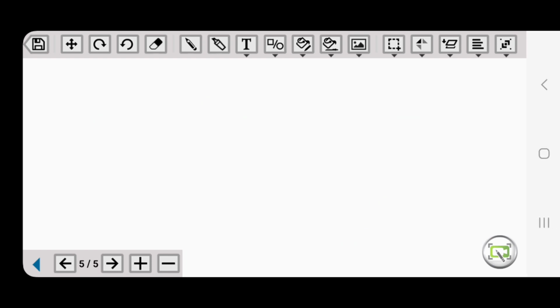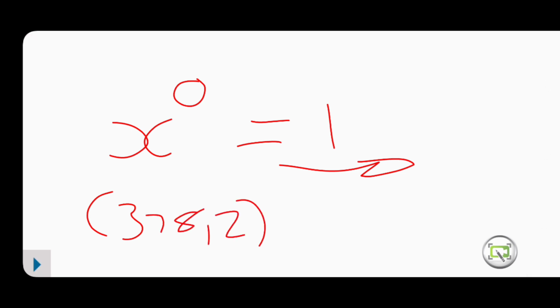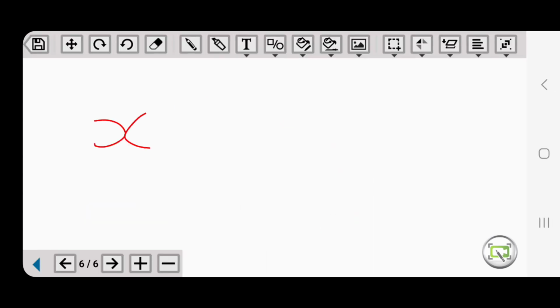And the last law I'm going to look at now is anything to the power of 0. When your exponent is 0, the answer will be 1. No x's involved, just pure 1. So even if you have a number, for example 378.2, and it's to the exponent of 0, then your answer will be 1. It does not matter what it is that you have to the exponent of 0. The answer will always be 1.